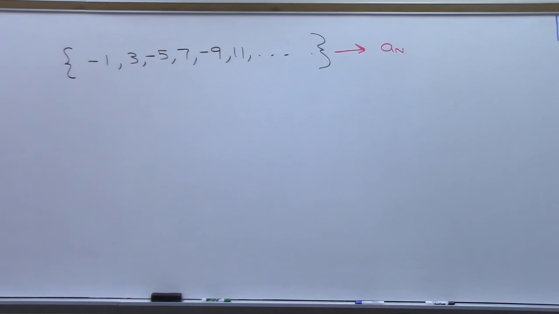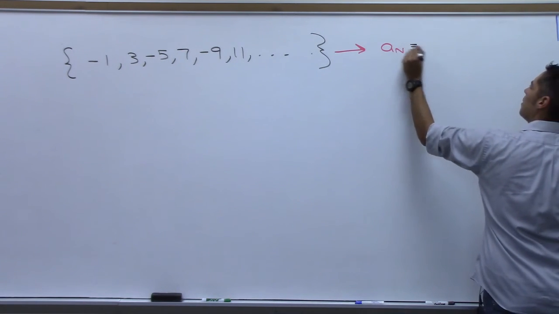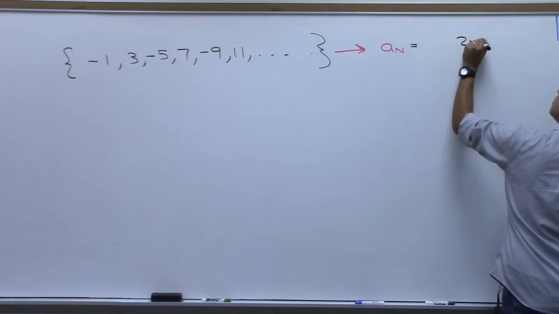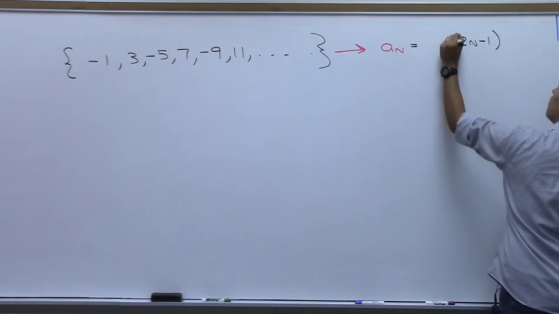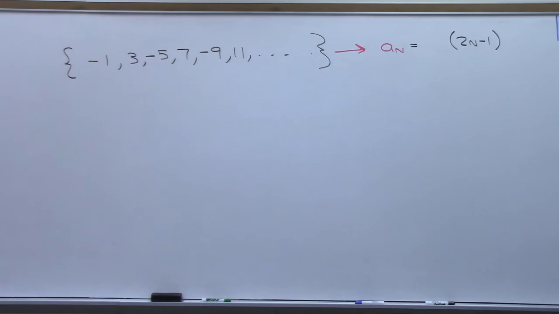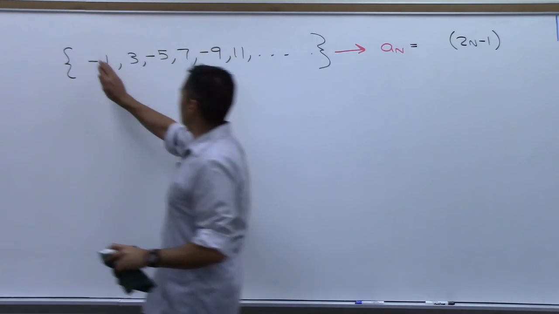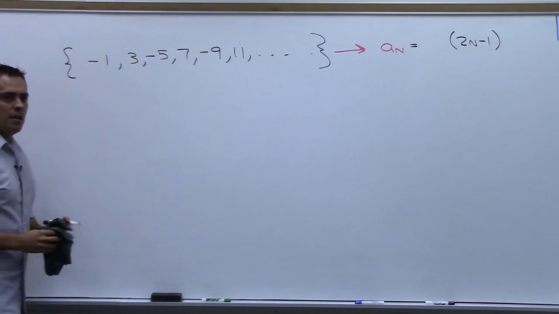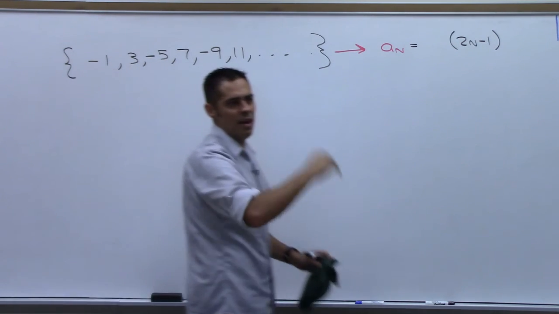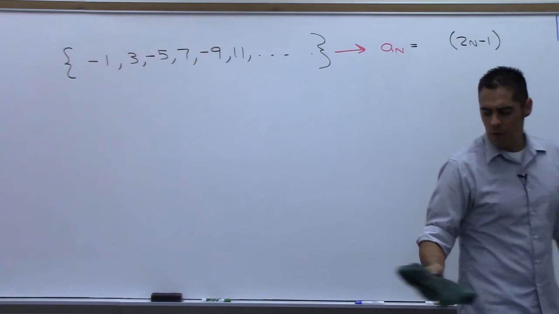It's the odds, basically, except they keep switching signs on us. Right? So would you agree with this part so far? 2n minus 1, that would create just the odd numbers. So if I ignore the signs, that's going to create me 1, 3, 5, 7, 9, 11. Yes? All I have to do now is make it switch signs. And there's a way to do it.